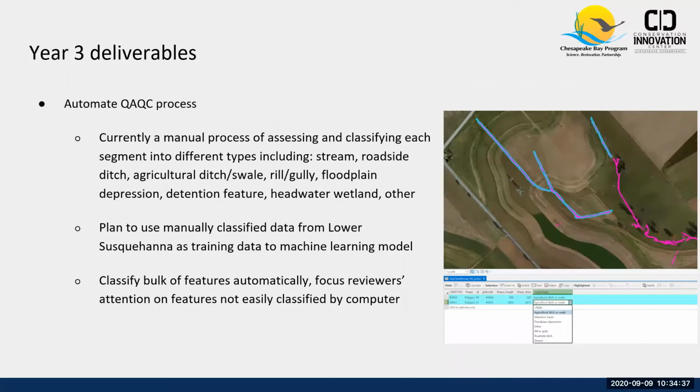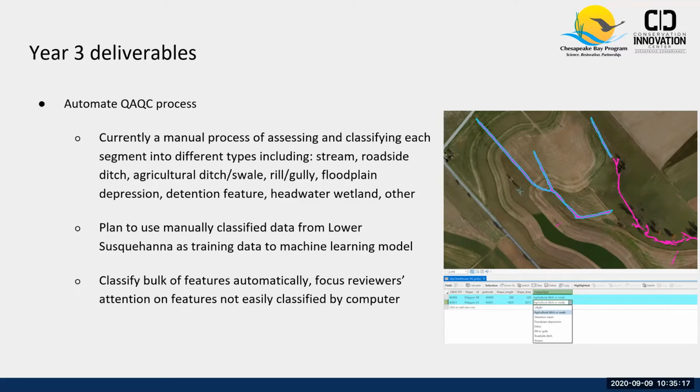So I touched on this before. A year 3 deliverable is to automate this QAQC process. So currently it's a manual process of assessing and classifying each channel-like feature. And you can see an image of this on the right. So we have a drop-down menu with, I think, 6 or 7 different types of features, including stream, roadside ditch, agricultural ditch, gully, floodplain depression, detention feature, headwater wetland, and other. So currently we would select individual features and use this drop-down menu to classify them as one category or another.